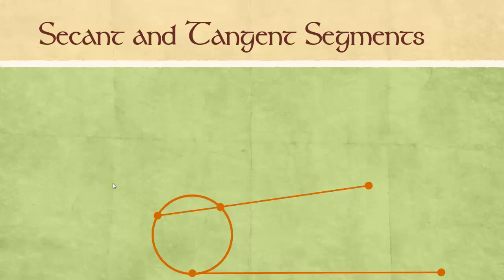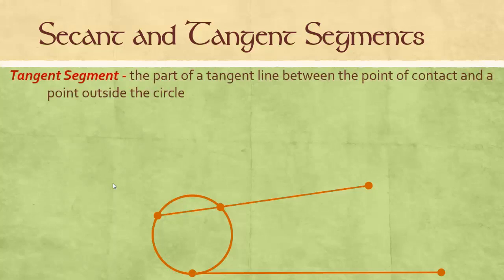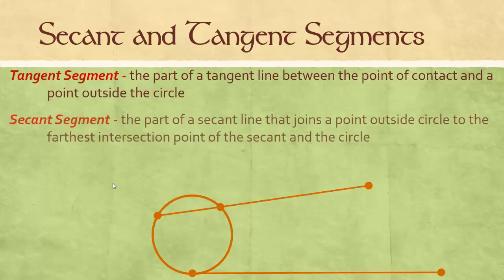Okay, secant and tangent segments. Let's move on to those, shall we? A tangent segment is the part of a tangent line between the point of contact and a point outside the circle. So that would be this right here, the part of the tangent line. Okay, this would be the tangent segment, right here.